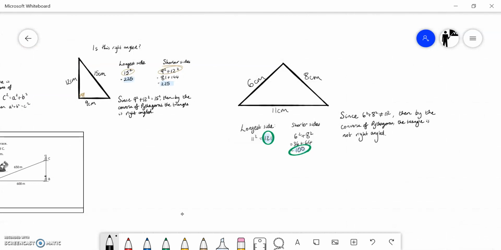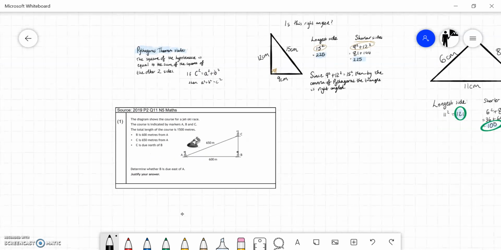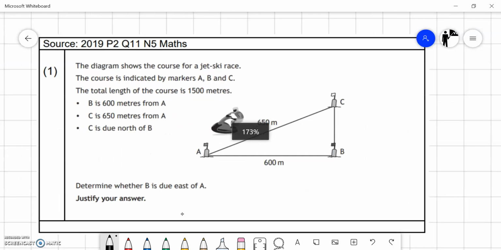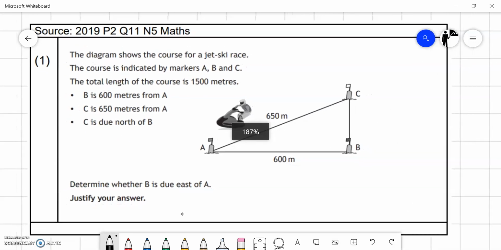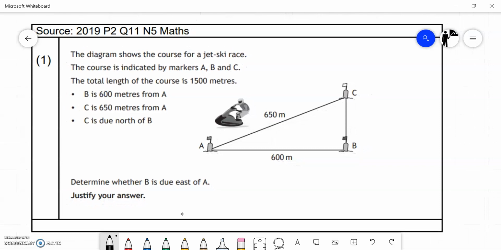Okay, so let's see how this can look in an exam situation. This was taken from national5maths.co.uk and it was a question from the 2019 paper. It's paper 2, question 11. The diagram shows the course for a jet ski race. The course is indicated by markers at A, B and C. The total length of the course is 1,500 metres. B is this distance from A, C is this distance from A, C is due north of B. Okay, determine whether B is due east of A.